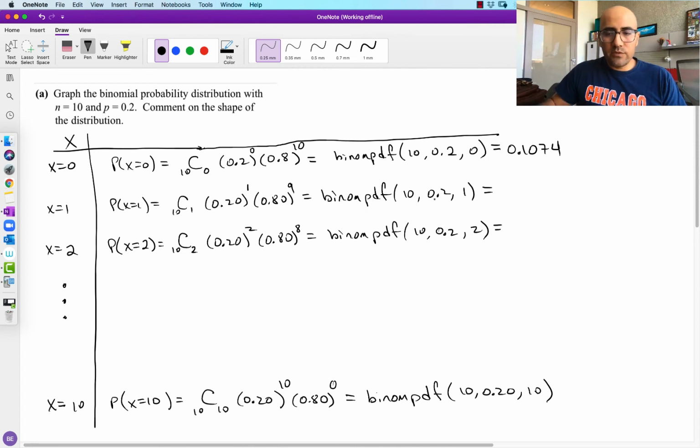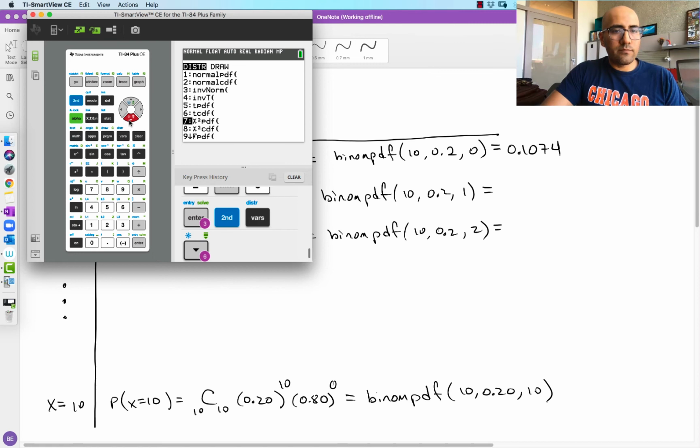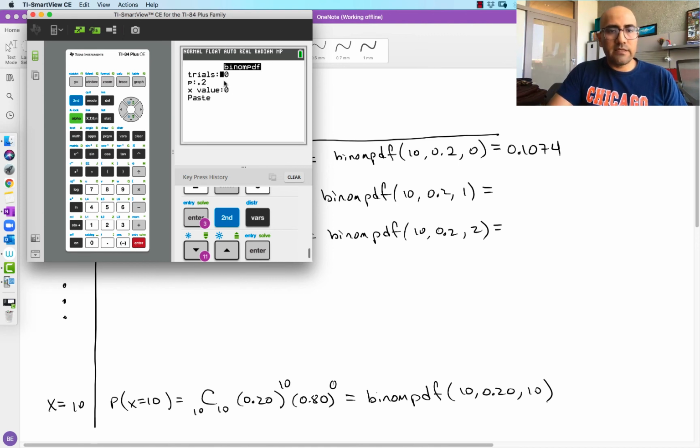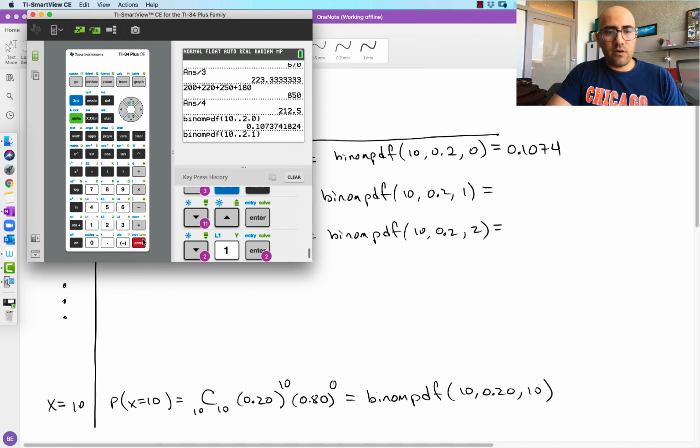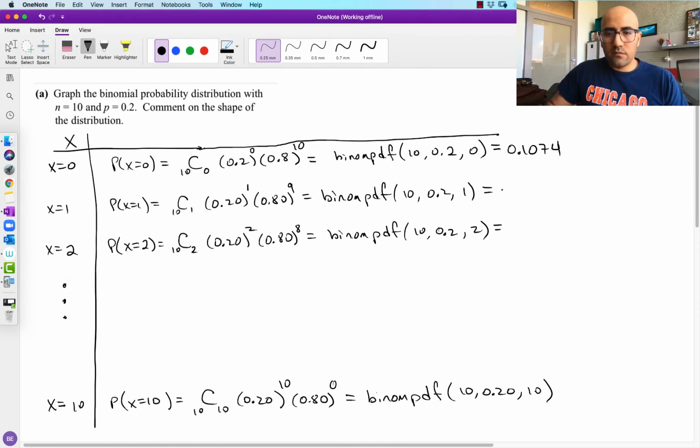Okay, so now let's move on to the next one. So this would be distributions, binomPDF. 10 is the number of trials. Probability of success is still 0.2. And the x value, we're going to put a 1 there. And so now we find the probability that x equals 1 is 0.2684. Just do a couple more, and we'll just jump to the whole answer.